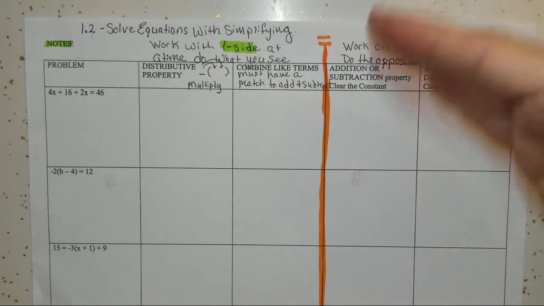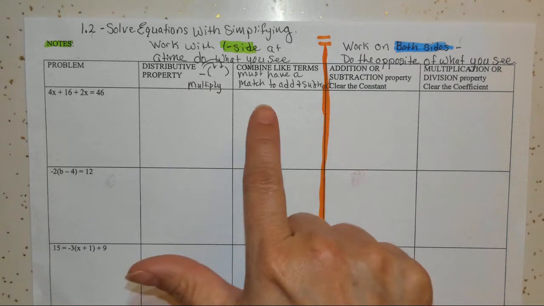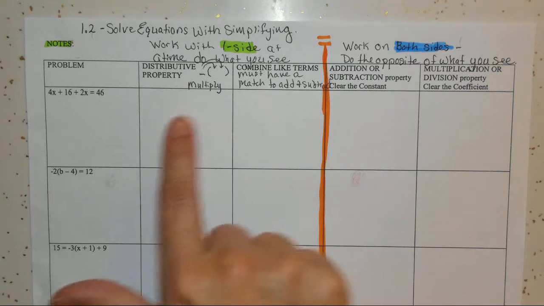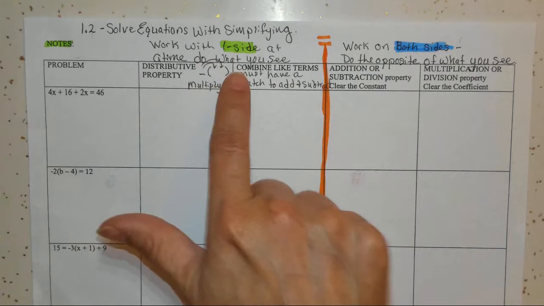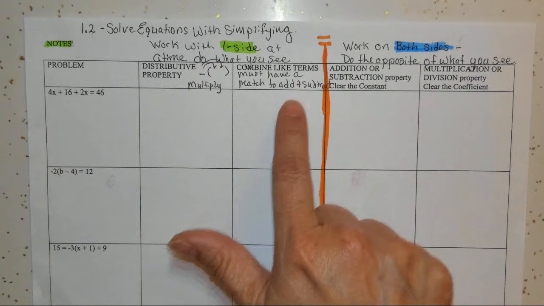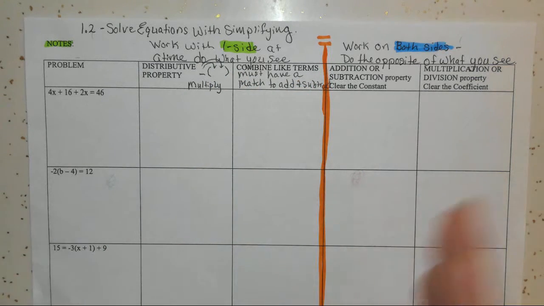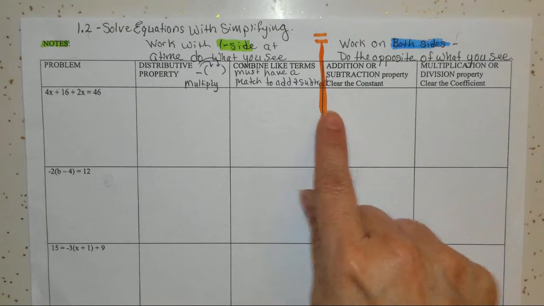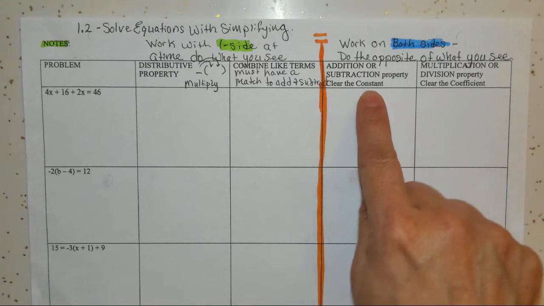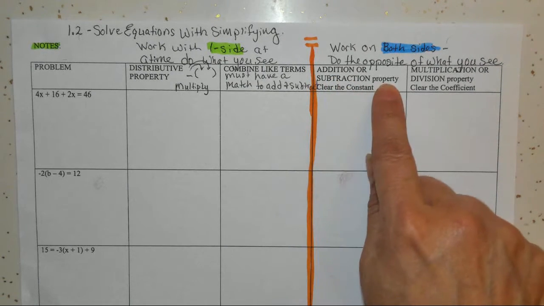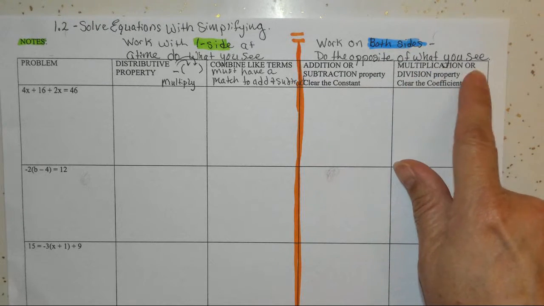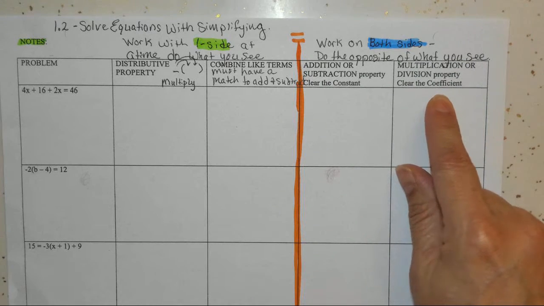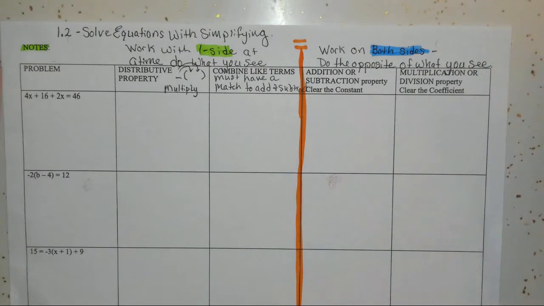Some things to notice about this are, these are things that we have seen before. The distributive property, where we have parentheses and we multiply. We've combined like terms, where we have to have matching terms to add and subtract. And then we have cleared the constant with addition or subtraction properties, and we have cleared the coefficient with multiplication or division properties. All right, so this is our setup.